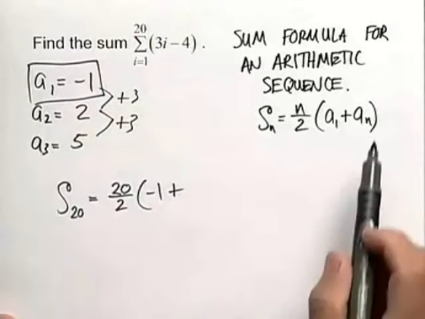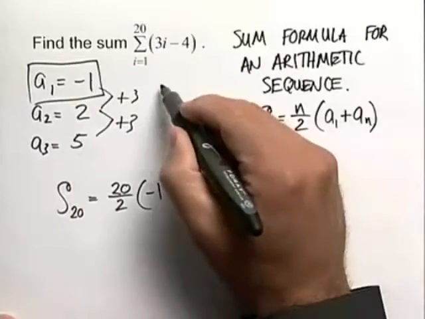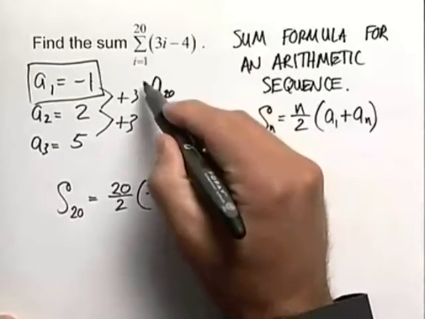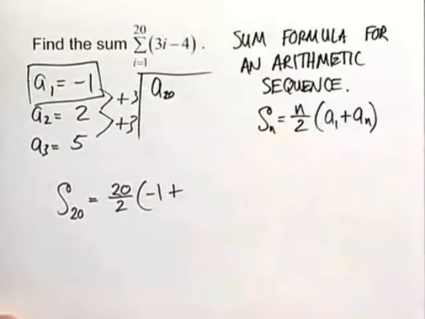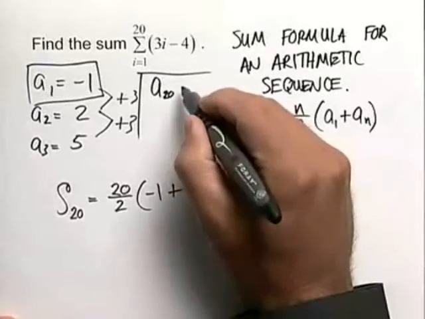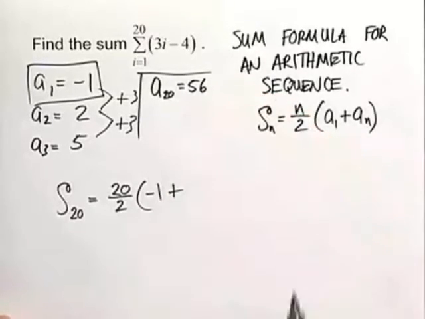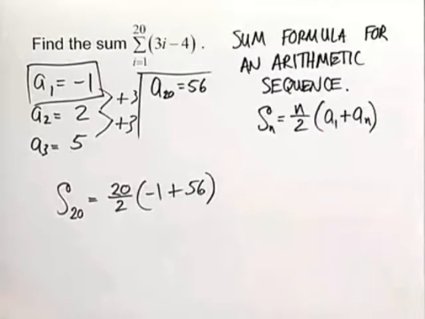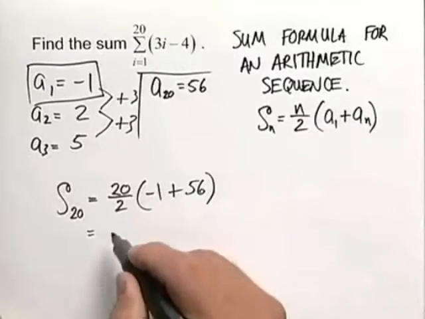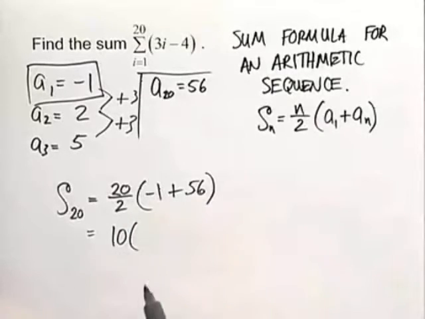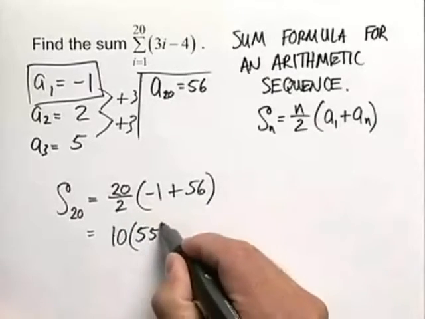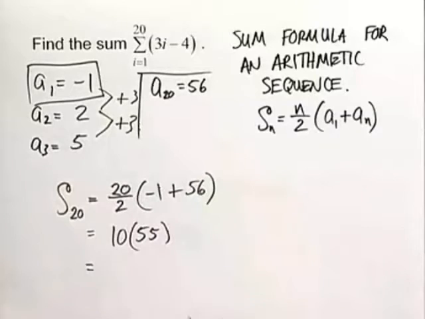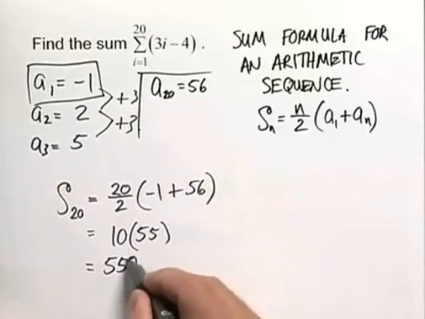And for our purposes here, we know n to be 20, so we need to find a sub 20. We can do that by plugging it into our expression, and from this we obtain the value of 56. Plugging this into our formula and simplifying, we've nearly got it. So 20 divided by 2 will give us 10. Negative 1 plus 56 will give us 55. So the sum of these 20 terms would be 550.